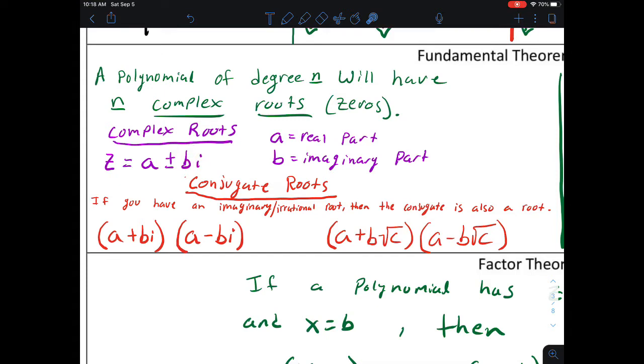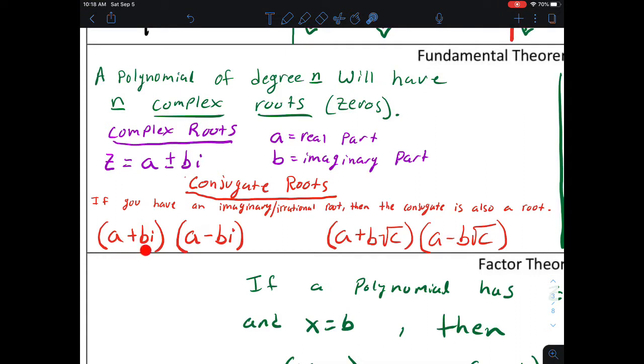It includes the real number roots and the complex number roots. If I have a root in a polynomial that is either imaginary or irrational, then the conjugate is also a root. And examples of conjugate pairs are as follows.